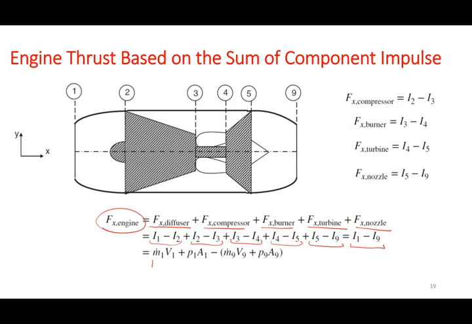So I1 is going to be equal to m dot 1 V1 plus P1 A1, minus m dot 9 V9 plus P9 A9. So we will be able to calculate the engine force in the actual direction using the inlet and the outlet condition. But we would rather have the ambient condition. So we would rather replace this with the ambient condition instead.